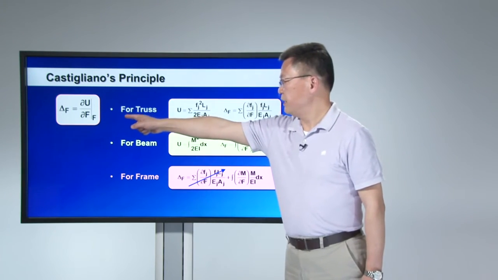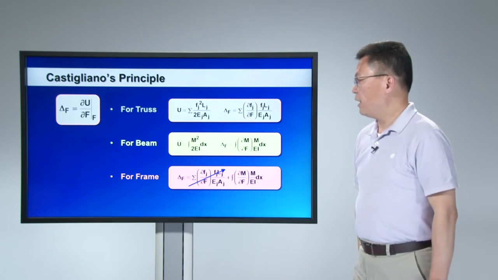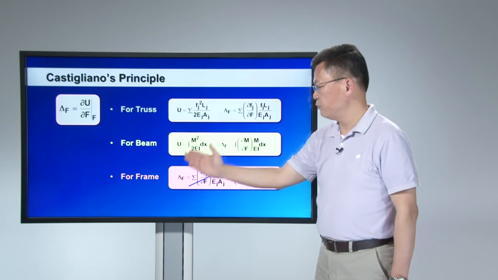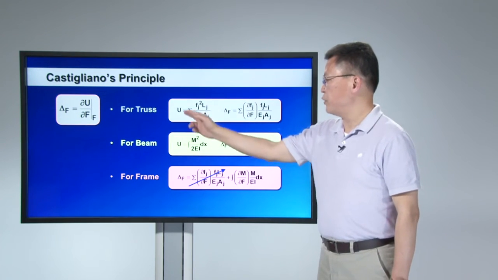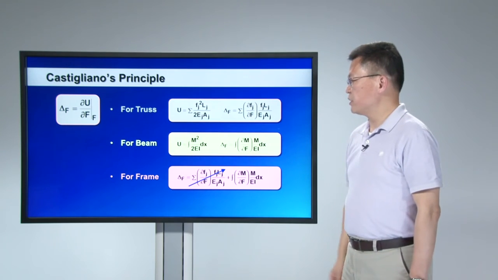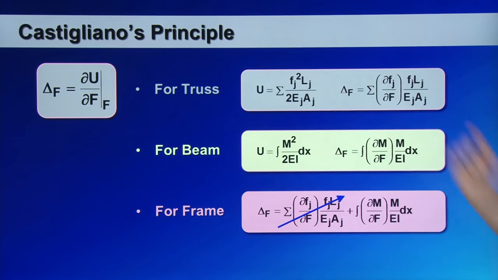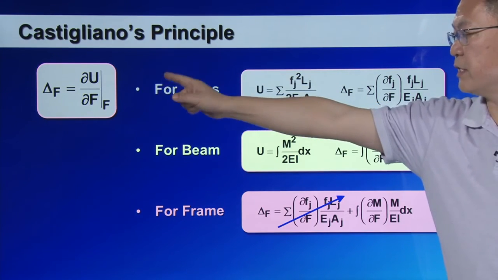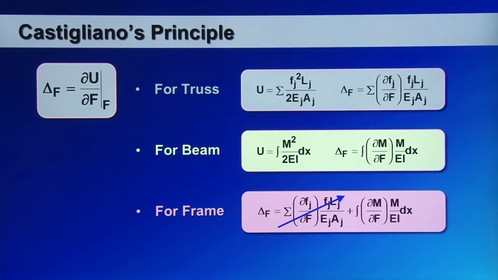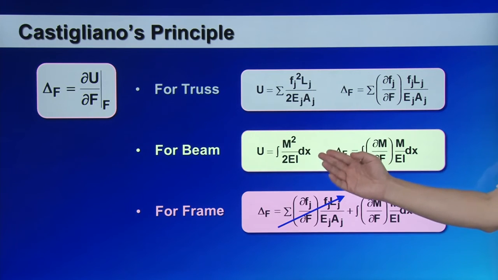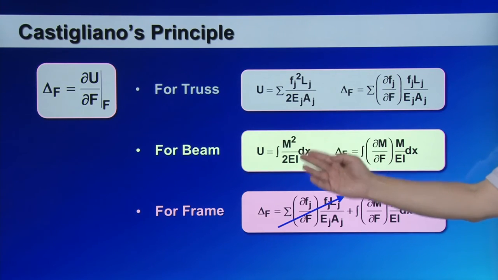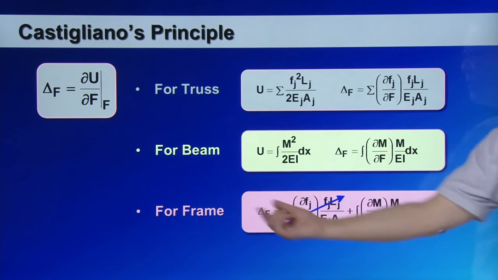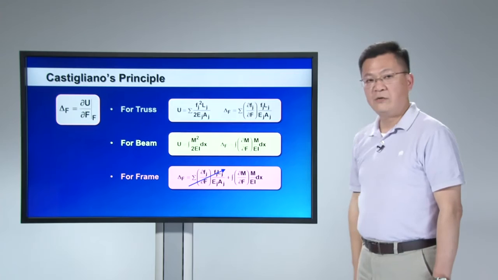This equation is very useful because it depends on how the strain energy is constructed. It can be applied to truss structures, beam structures, and frame structures. The truss structure strain energy expression is U equal to the summation of F squared L over 2EA. You can take this strain energy expression for truss and substitute it into the Castigliano equation and obtain the deformation. For beam structures, the strain energy expression is the integration of M squared over 2EI dx. Again, all you need to do is take the strain energy expression and substitute it into the Castigliano equation, then you have the deformation.